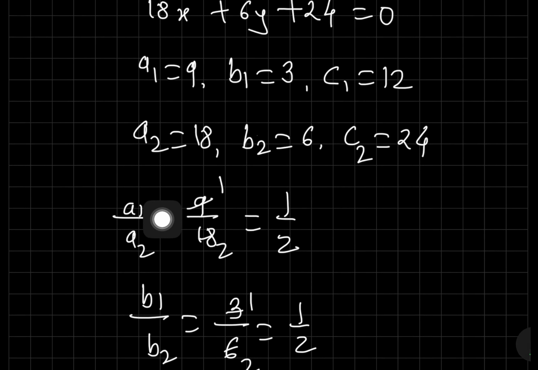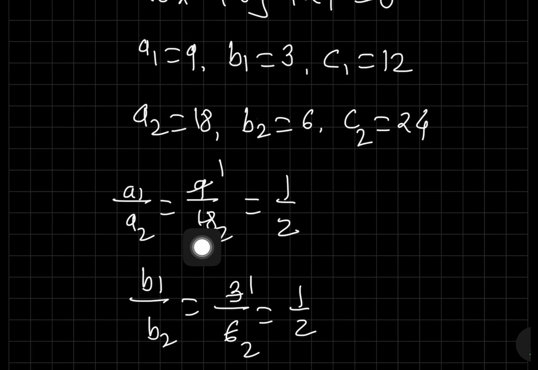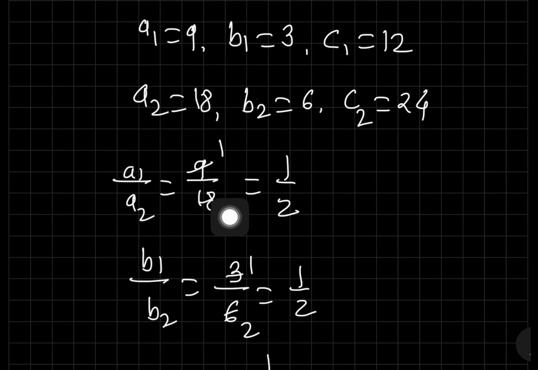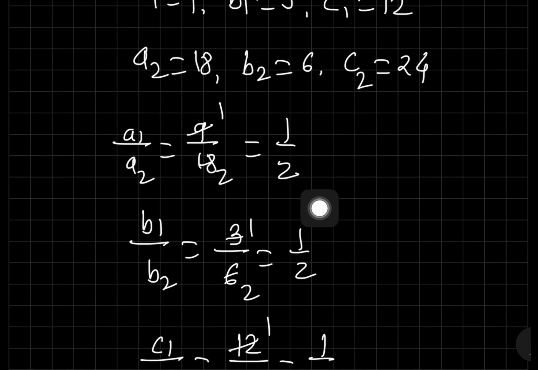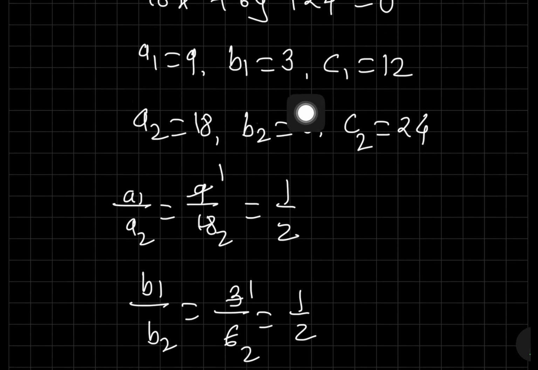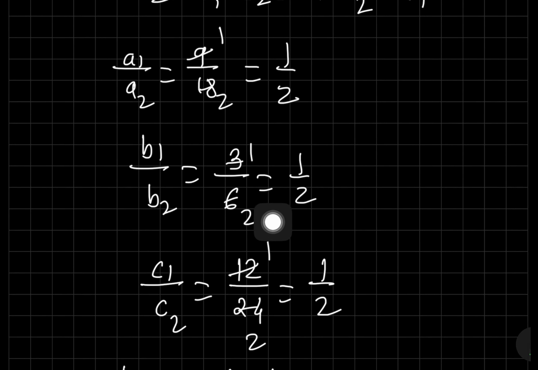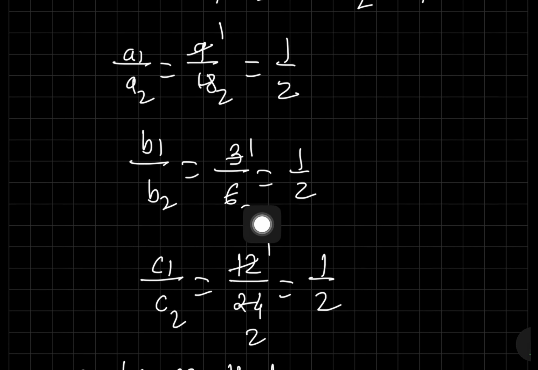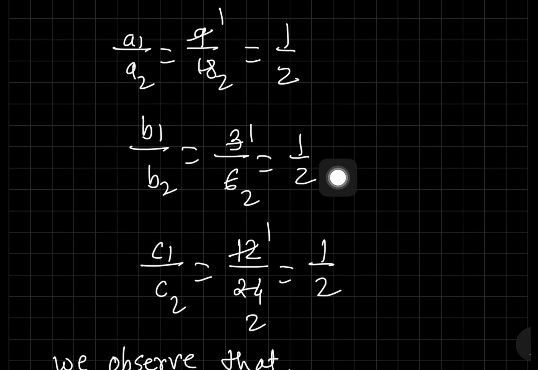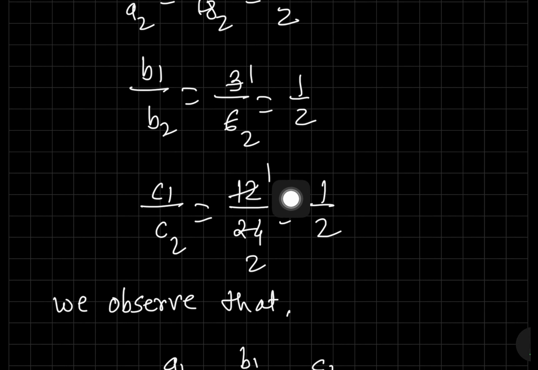Then we put them in the ratio a1 upon a2. a1 is 9 upon 18, so 9 upon 18 we can reduce. 9 ones are 9, 9 twos are 18, so we get 1 upon 2. Then b1 upon b2 is 3 upon 6. 3 again we can reduce: 3 ones are 3 and 3 twos are 6, so we get 1 upon 2.